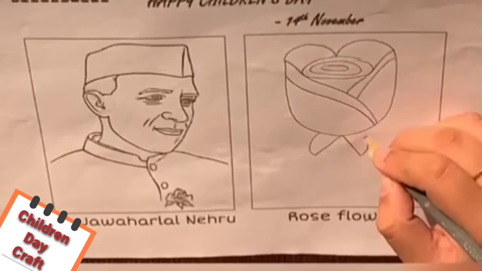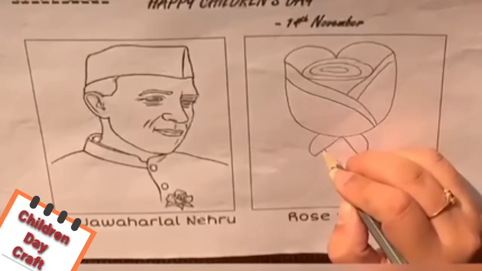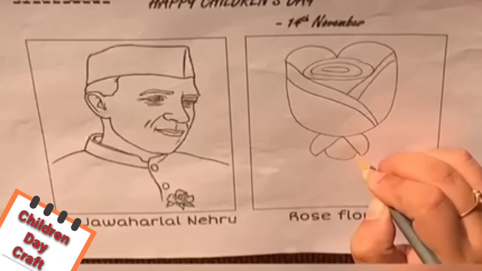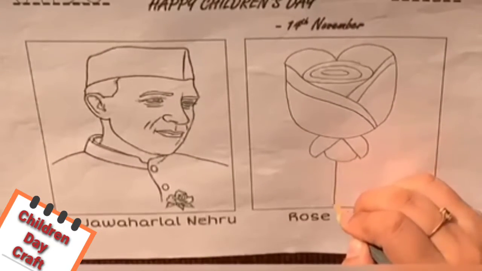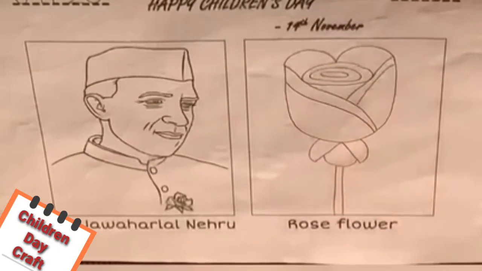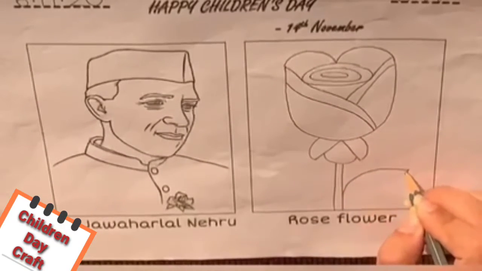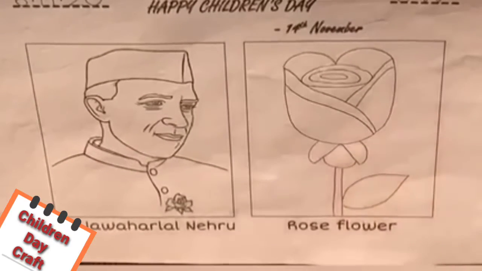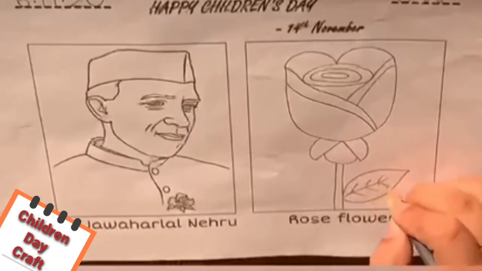We'll be making leaf from here like this, then like this, standing line for the stem, and we will be making a leaf here with a line inside this.